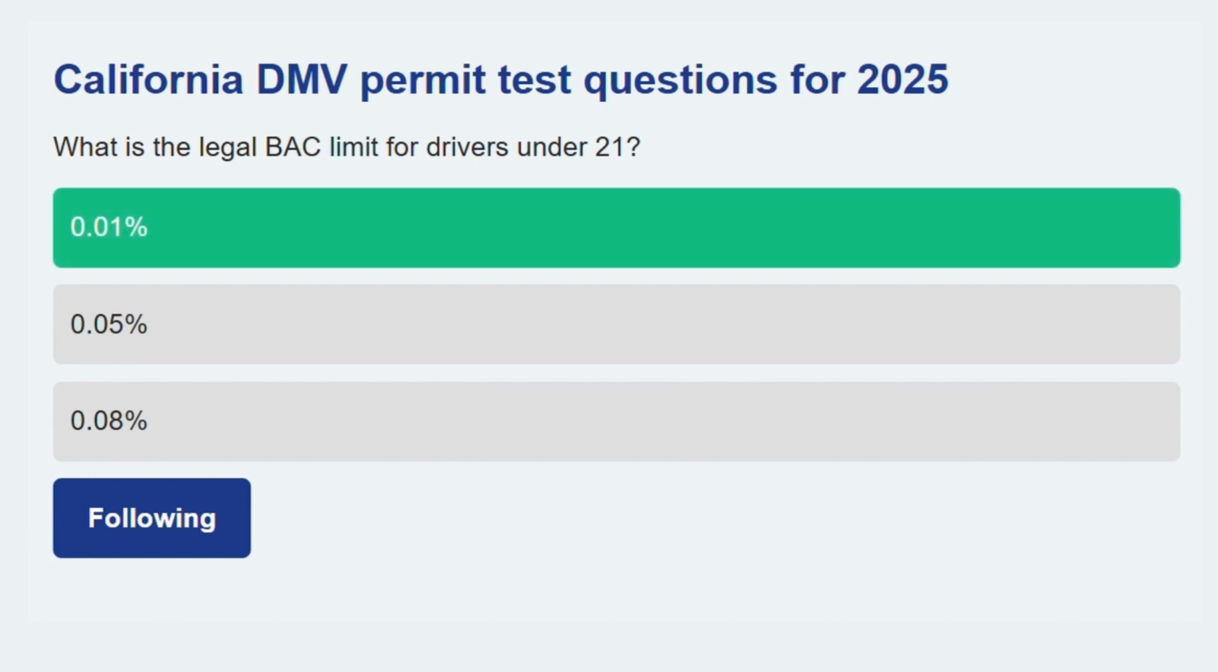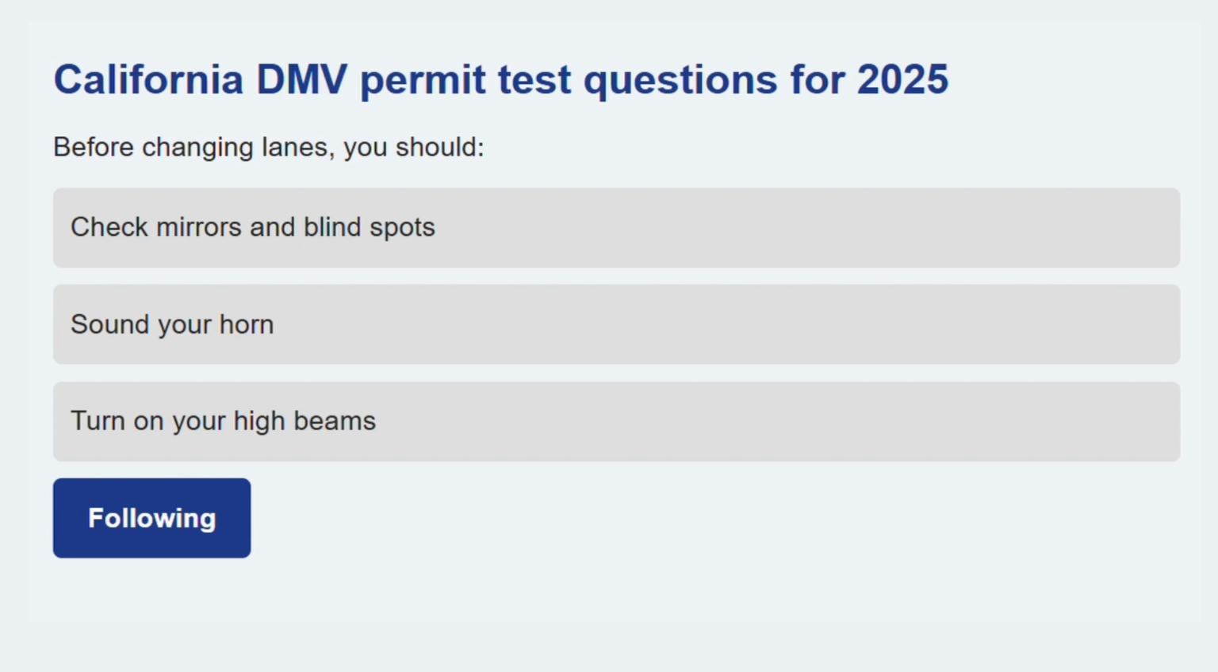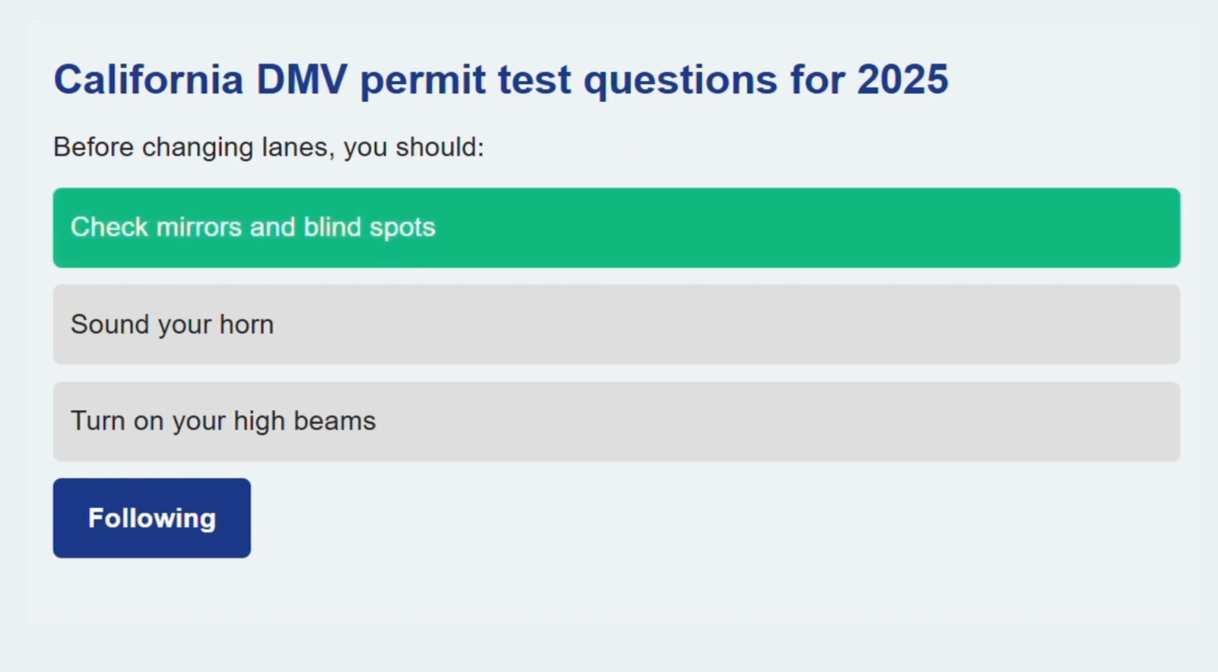0.01%. California has a zero tolerance policy for drivers under 21 with alcohol in their system. Next question. Before changing lanes, you should check mirrors and blind spots. This ensures that the lane you're changing into is clear and safe.